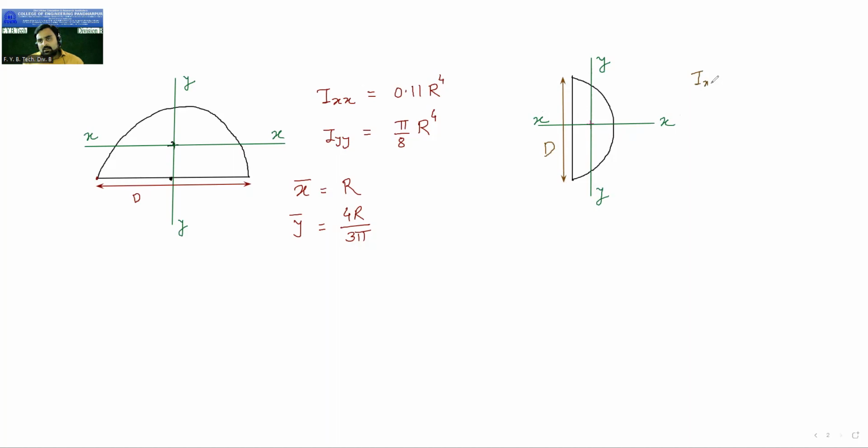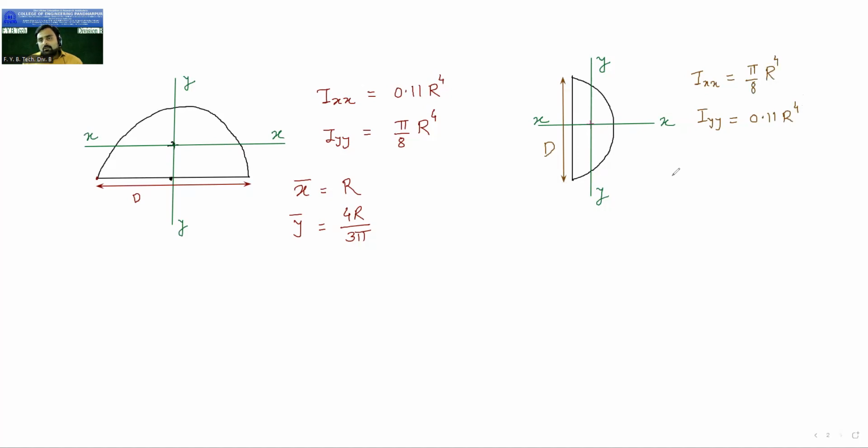Now Ixx and Iyy. Now you tell me which axis is parallel to the base now, x or y? Y. Y-axis is parallel to base. So here my Iyy will be 0.11 r raised to 4. And what is remaining? Ixx. It is pi by 8 r raised to 4.